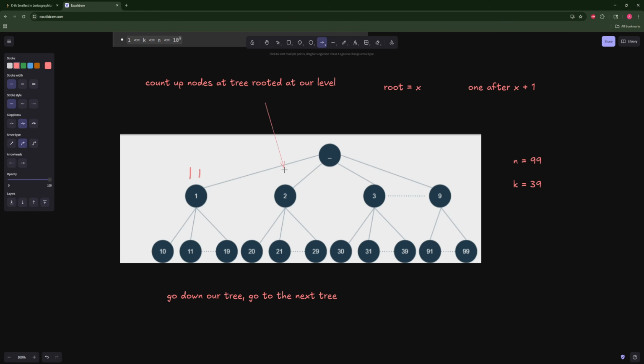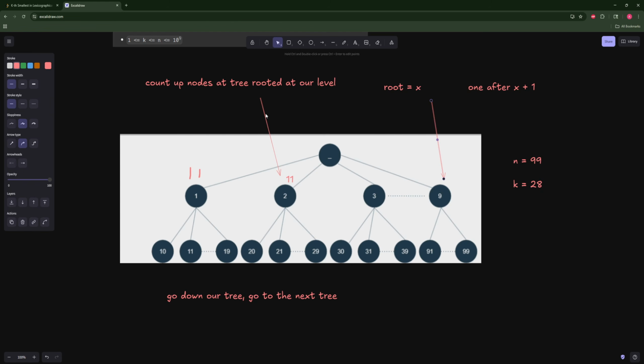Now, for this level, let's do the same. Let's do the 2-pointer thing. Let's calculate how many nodes are here. So it's going to be the same exact thing here because this is identical. So there's 11 nodes here. So we can write that down, 11 nodes. So do we want to go down or do we want to go across? Well, we want to go across again. So we have 28 left.